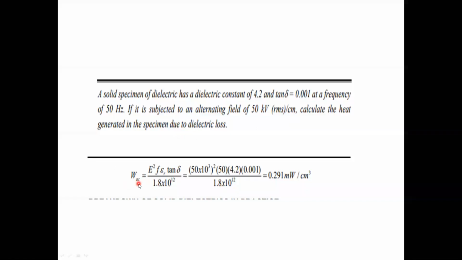So we use one formula: W_AC is equal to E square into F into epsilon r into tan delta by 1.8 into 10 to the power 12. Substitute here: E is 50 into 10 cube, whole square, F is 50 Hz, epsilon r is 4.2, and tan delta is 0.001, by 1.8 into 10 to the power 12. So we get 0.91291 milliwatts per centimeter cube. Like this, we get numerical problems.